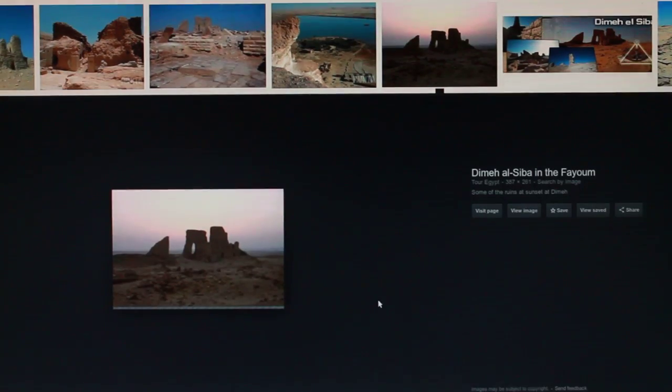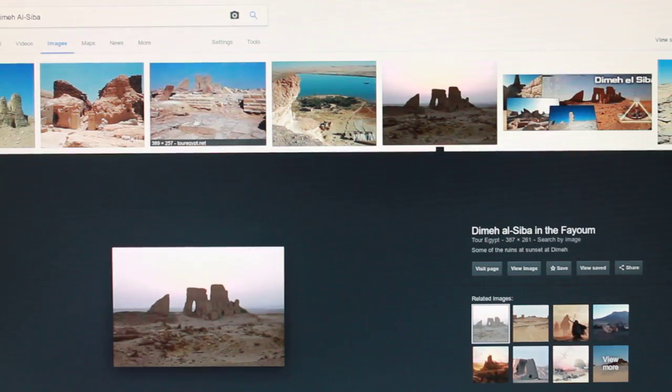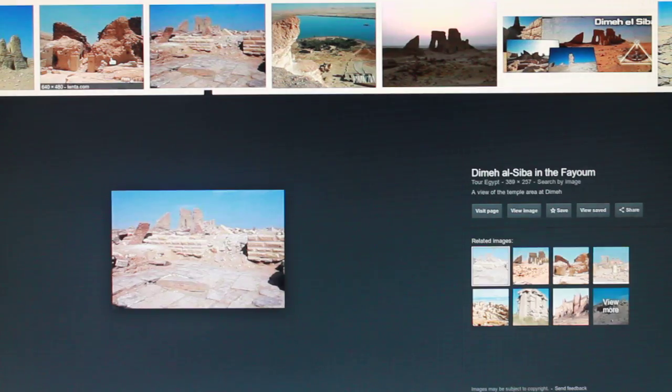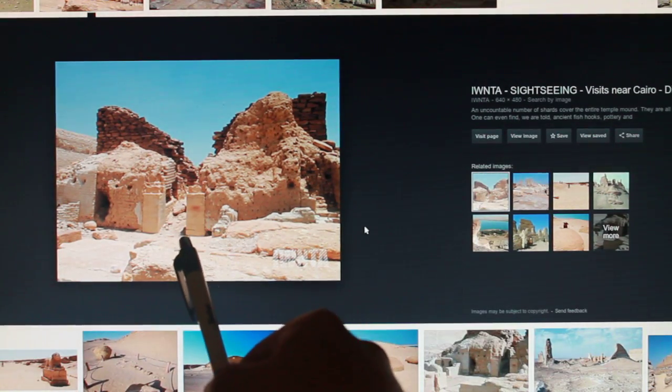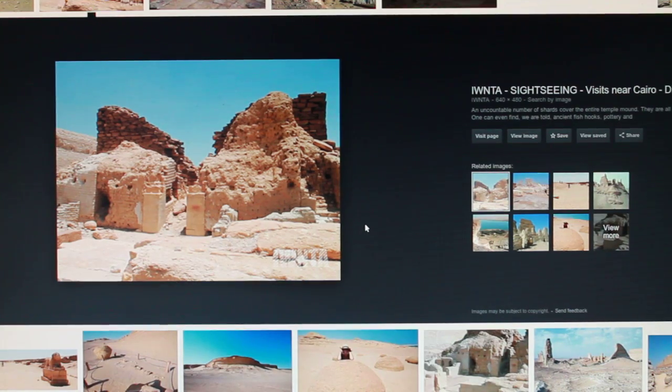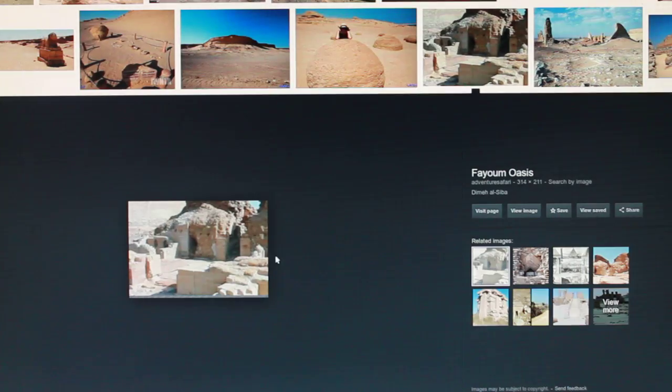This is what remains of the town, basically. Dima El Siba. This was a temple, possibly. Some really good rocks mixed with some not so good rocks.